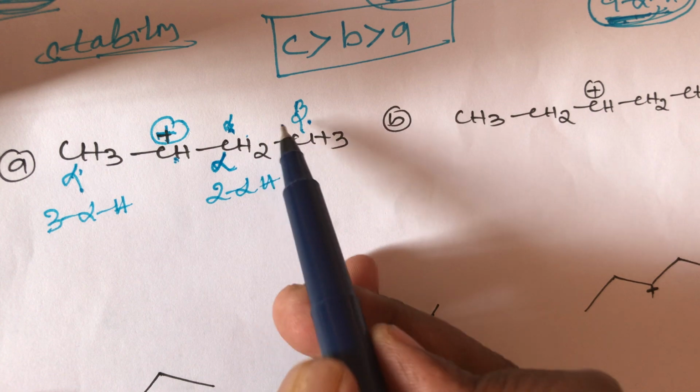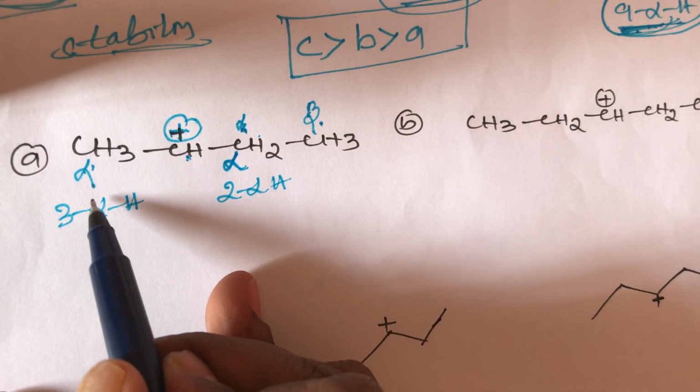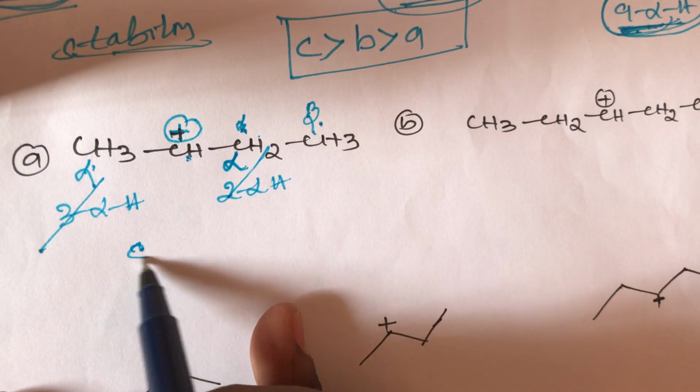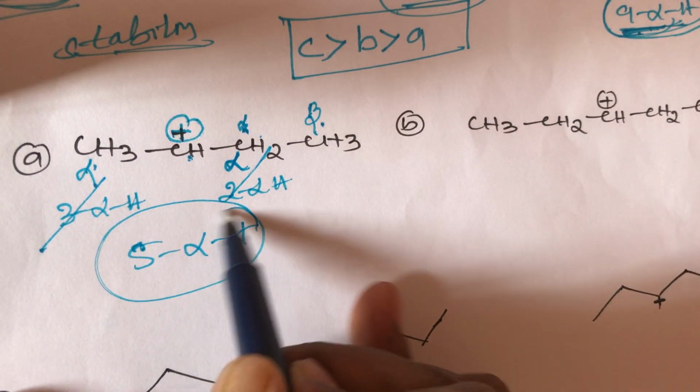So in this first compound, the total number of alpha hydrogens: left-hand side 3 alpha hydrogens, right-hand side only 2 alpha hydrogens, total 5 alpha hydrogens. In the first compound A, total 5 alpha hydrogens.